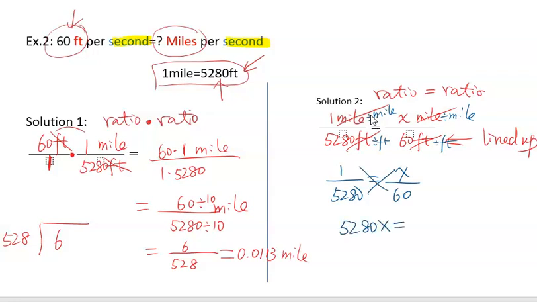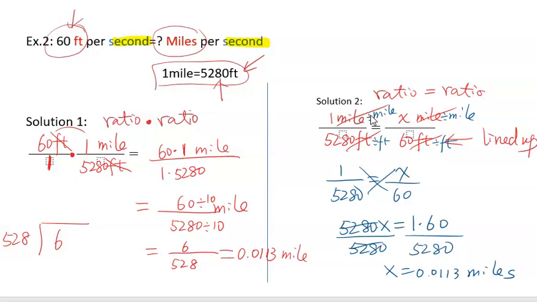So now we're going to cross multiply. 5,280 times x equals 1 times 60. So now 1 times 60 is still 60. So in order to get rid of 5,280, we divide both sides by 5,280. So now we're going to get 60 divided by this, and I'm just going to copy my answer from here, miles. So either way, it works.